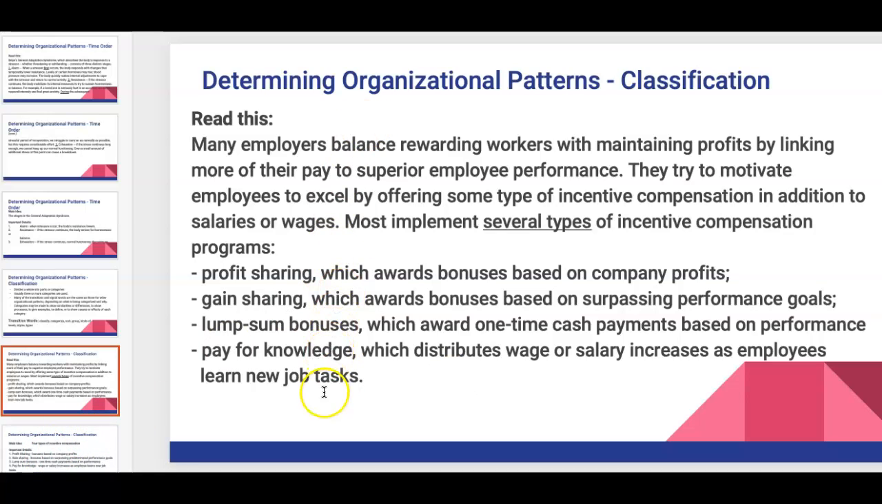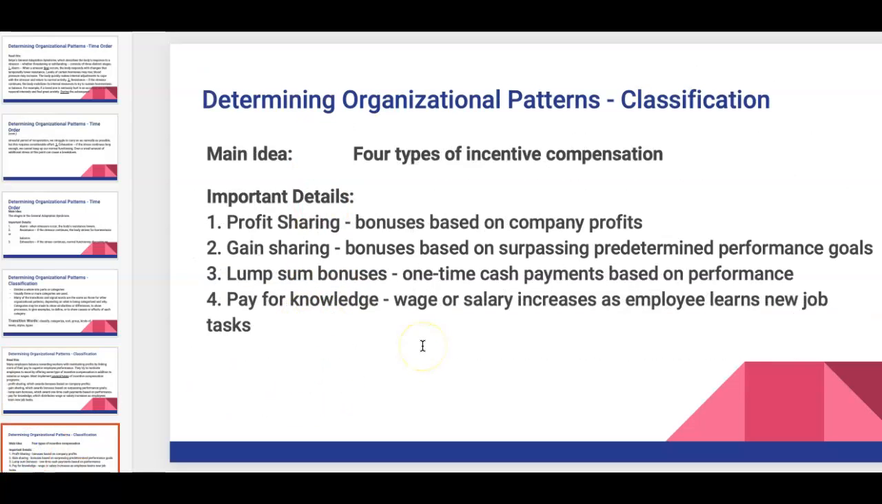So these are all ways that you might be paid in the future, by the way. So here are our main idea and important details. 4 types of incentive compensation is the main idea, and here they are. Okay, so you'll notice that they're classifying and they're categorizing.